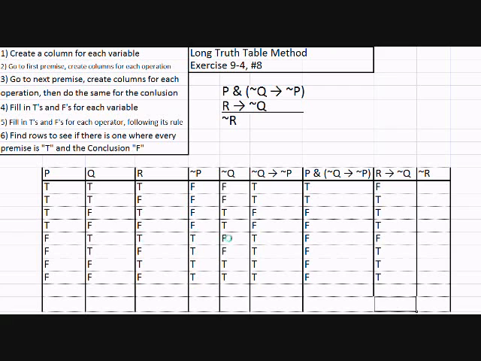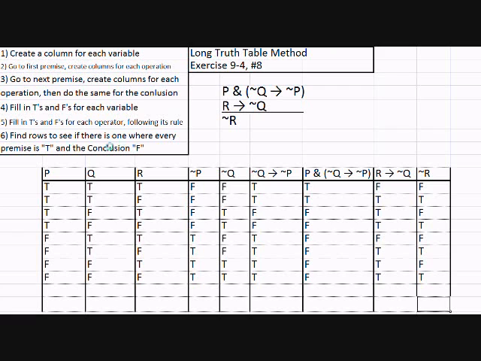Finally, we have the conclusion, not R. And quite simply, we reverse the truth value for R, as seen here in this row. And at this point, what we are going to want to do is now step on to rule number 6. Find rows to see if there is one where every premise is true and the conclusion is false.